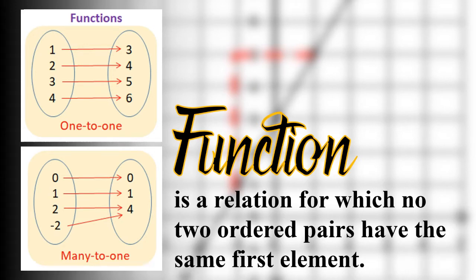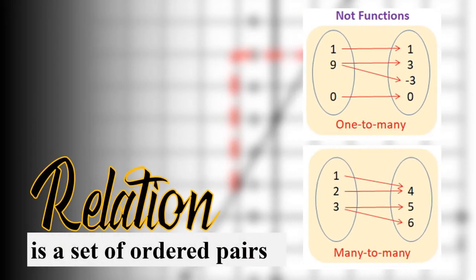So, yun yung ibig sabihin natin when we say function is a relation for which no two ordered pairs have the same first element. Natin na not function or relation ang isang illustration kapag ito ay merong nauulit na first element. So, relation is a set of ordered pairs. Ibig sabihin, kahit anong value ng first element, kahit magkapareha sila, it is a relation.